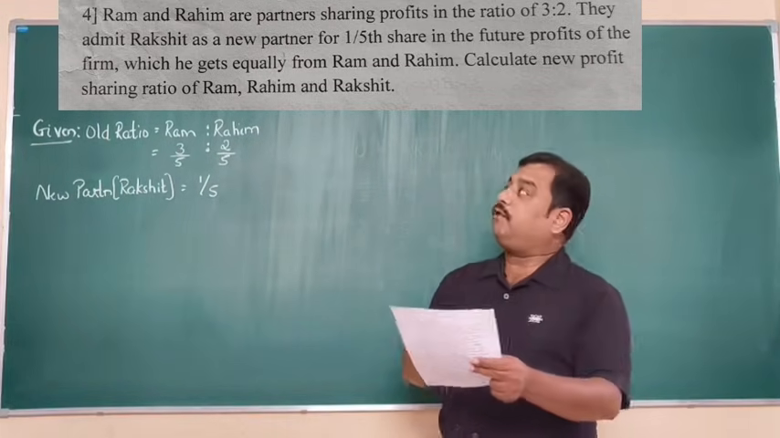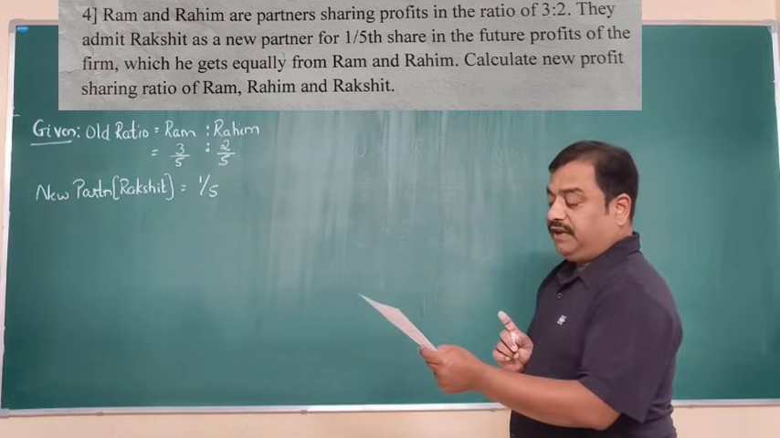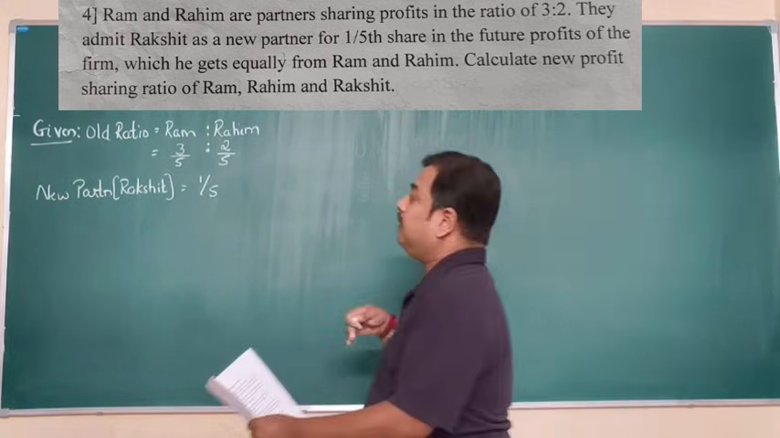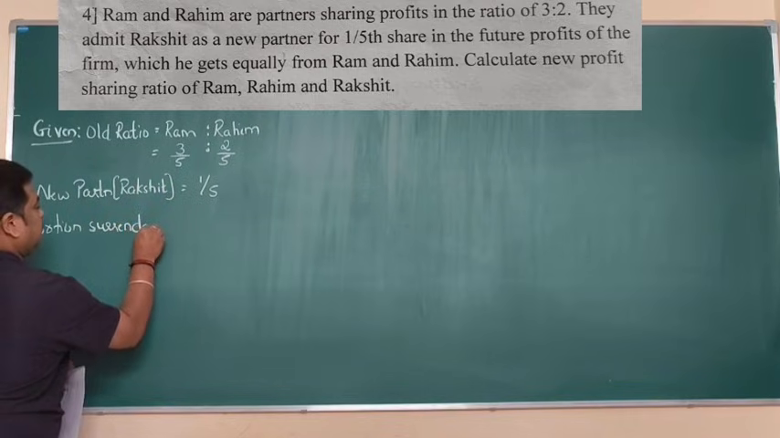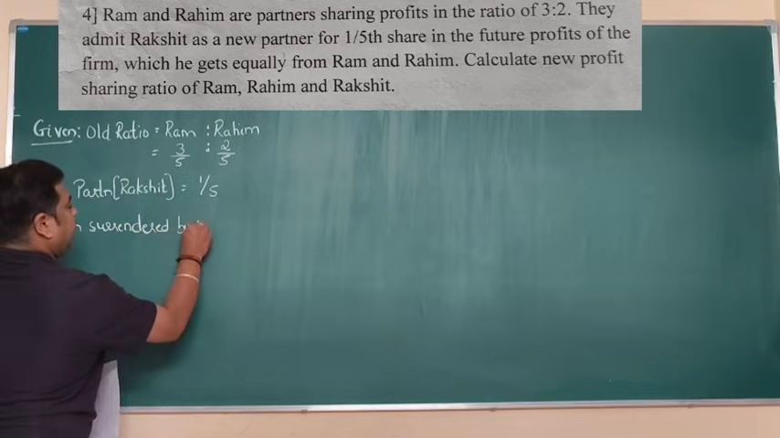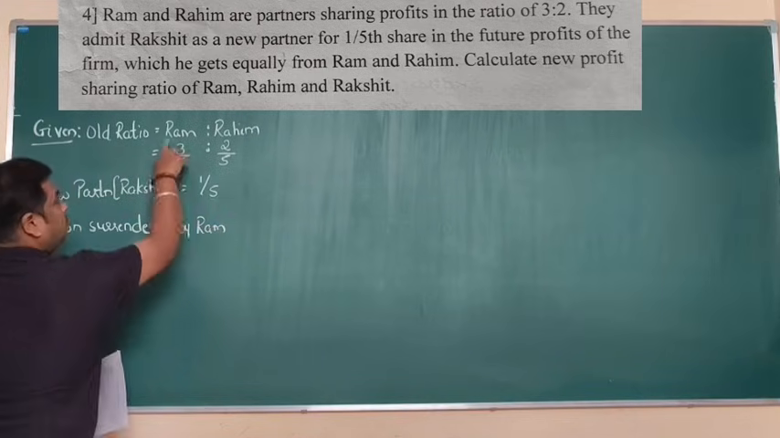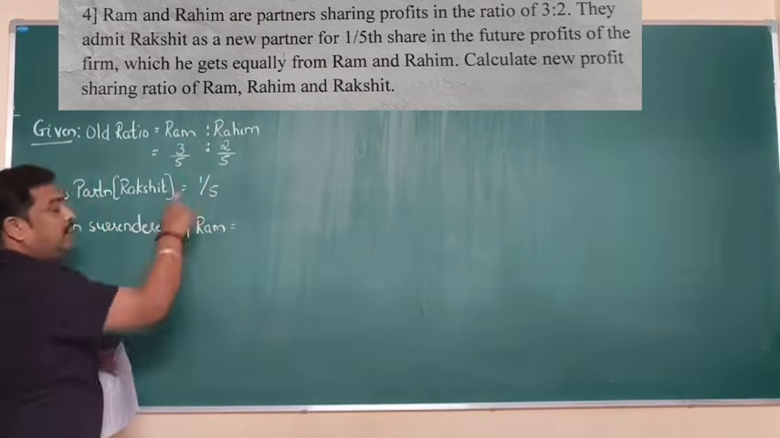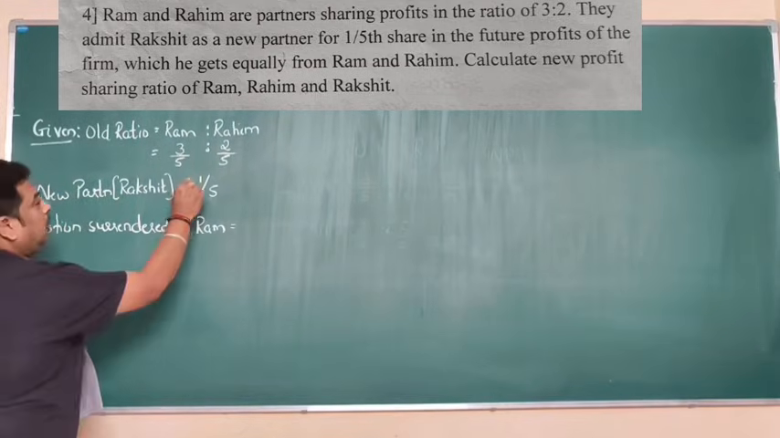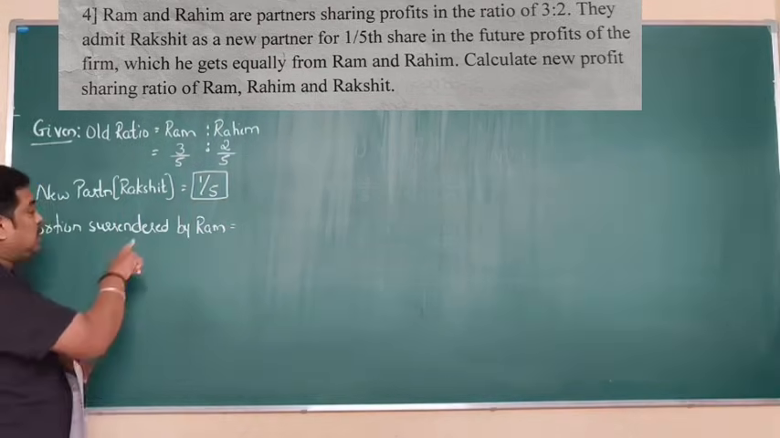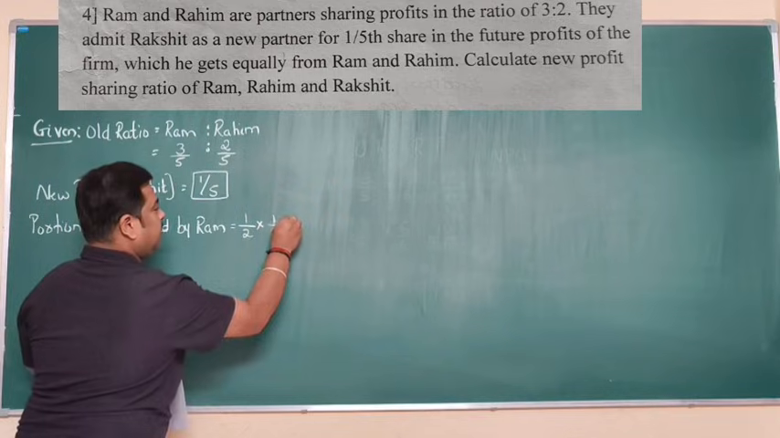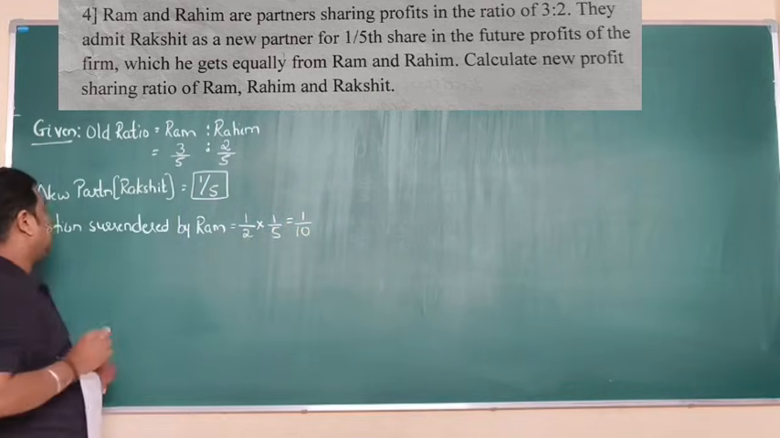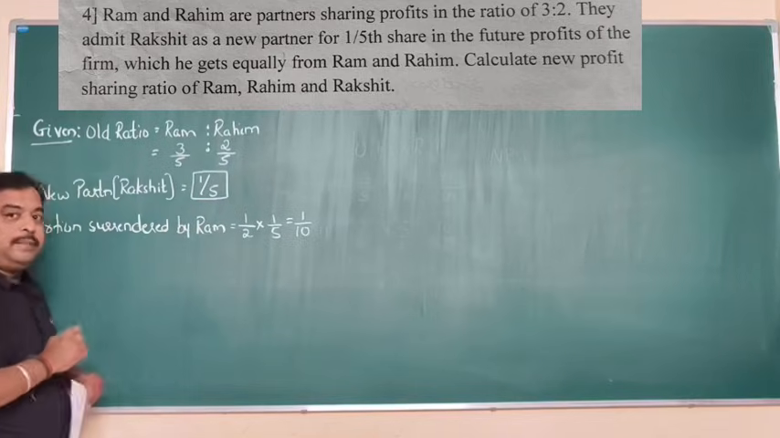Now, see how it is given there. Rakshit is the new partner for 1/5 share in the profits, which he gets equally from Ram and Rahim. That means, how much portion is surrendered by Ram, the old partner. Both the old partners are giving equally to Rakshit. Rakshit's share is what? 1/5. So how much Ram is surrendering? Half of this 1/5. That comes to 1/10. So portion surrendered by Ram is 1/10.